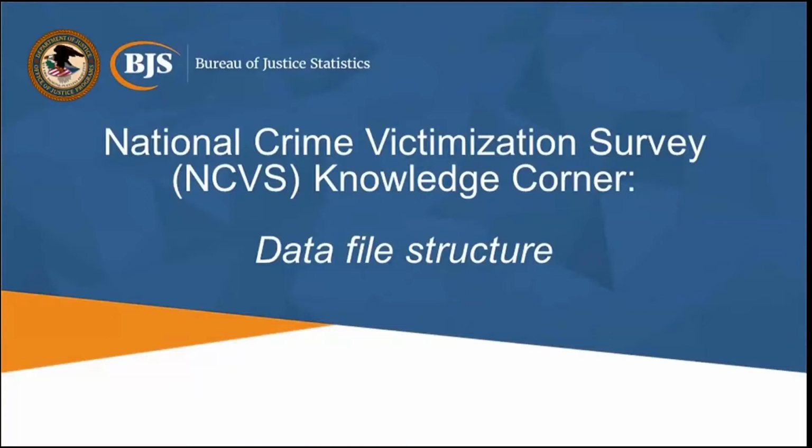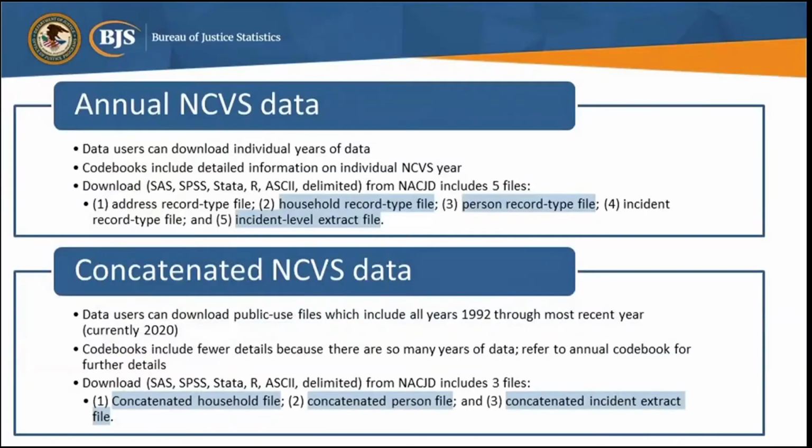This short video will focus on the NCVS data file structure. There are two options for the NCVS public use data files: annual files and concatenated or cumulative data files. These data files are archived at the National Archive of Criminal Justice Data, or NACJD. Annual files include an individual year of data, and codebooks contain detailed information for that particular year.